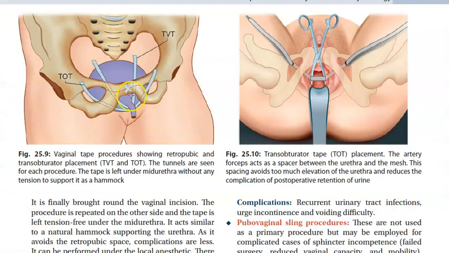See here again they are putting so many tapes. TVT, TOT, obturator. Transobturator placement. Then here what are they showing? Transobturator tape, same thing. TVT, TOT.